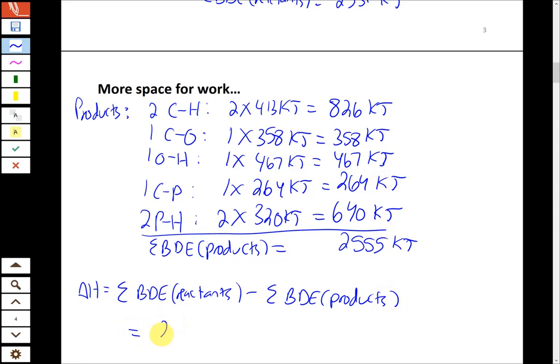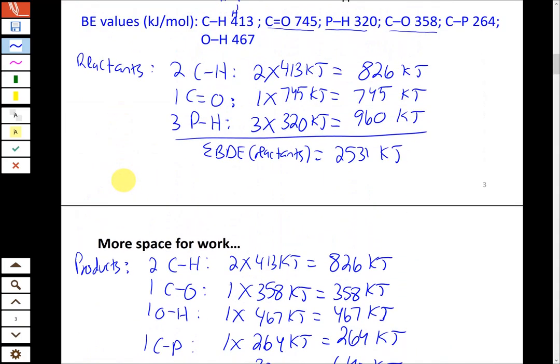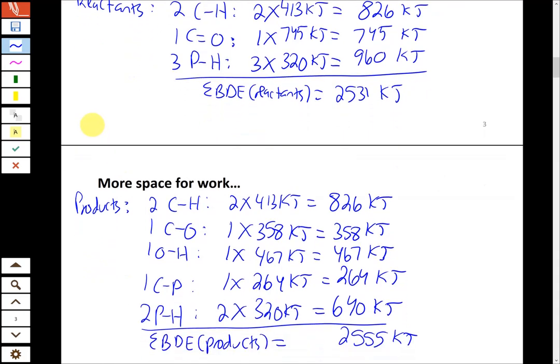So for the reactant side, we got 2,531 kilojoules. For the product side, we just got 2,555. And when we subtract those, we get negative 24 kilojoules. So this will be overall an exothermic reaction. All right, so that's, again, there's a lot of accounting that goes into this, a lot of number crunching, but it's not terribly difficult. You just have to make sure to carefully avoid potential mistakes as you tabulate things and make sure you're using the right bond energy values for everything.